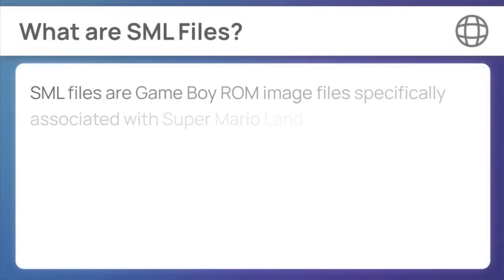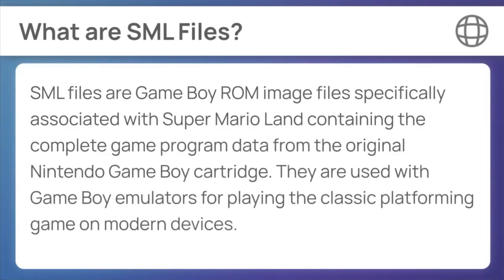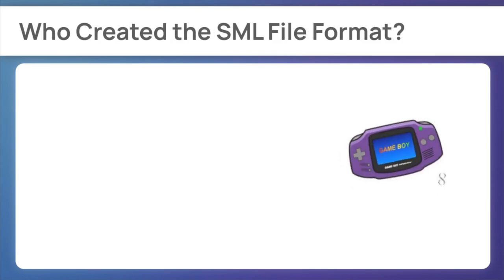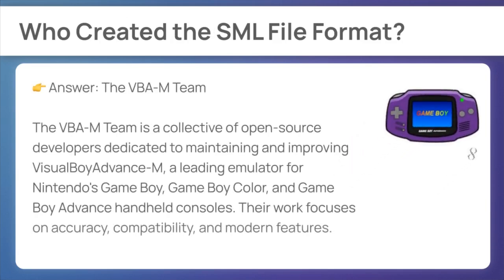SML files are Game Boy ROM image files specifically associated with Super Mario Land, containing the complete game program data from the original Nintendo Game Boy cartridge. They are used with Game Boy emulators for playing the classic platforming game on modern devices.